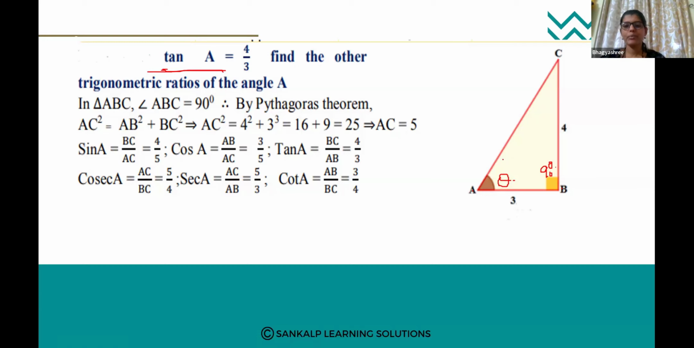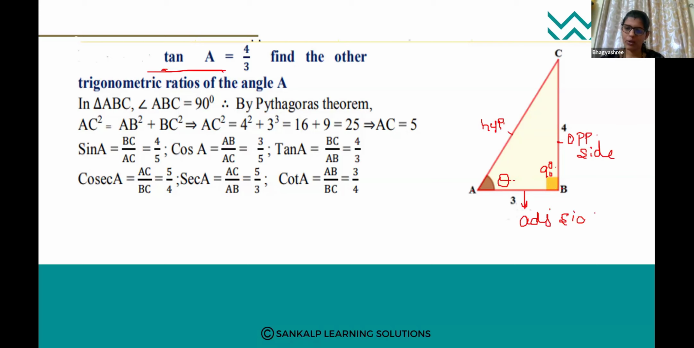Next, depending upon the position of theta, we can write which one is opposite side, which one is adjacent side, and which one is hypotenuse. Opposite of 90 degree is hypotenuse. Opposite of theta is opposite side, right? AB is between 90 degree and theta. This one is adjacent side.